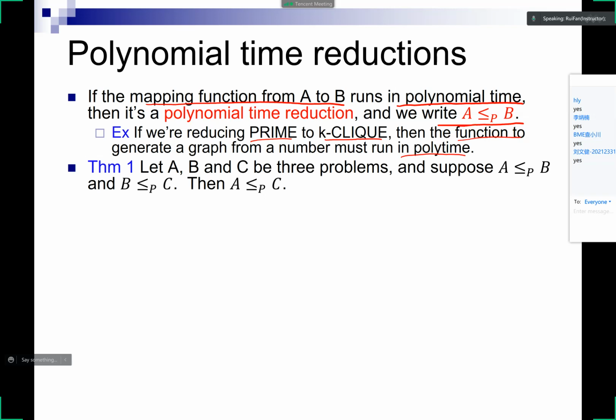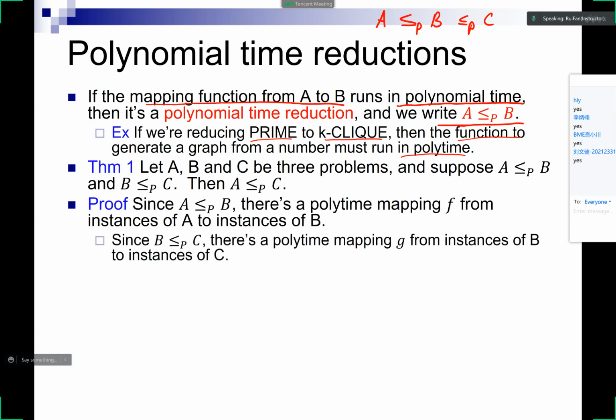The nice thing about polynomial time reductions is that you can compose them. Suppose you have three decision problems, A, B, and C. And suppose you know that A polytime reduces to B, and B polytime reduces to C. Then you have the transitive property, which is that A polytime reduces to C. Just like the normal less than or equal to sign: if A is less than or equal to B, and B is less than or equal to C, then of course A is less than or equal to C. Likewise for these reductions, we have the same property.